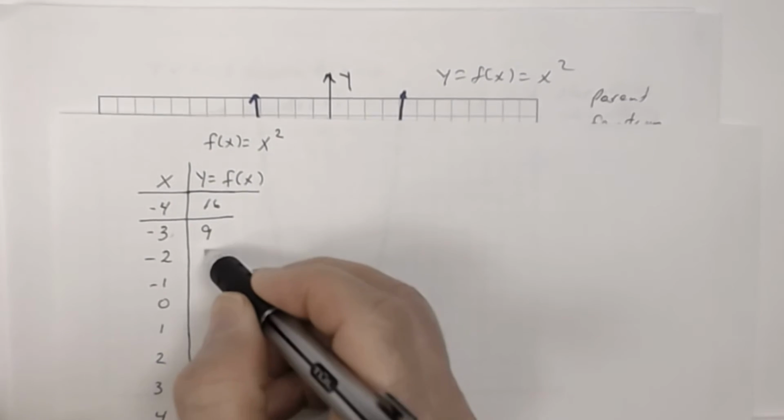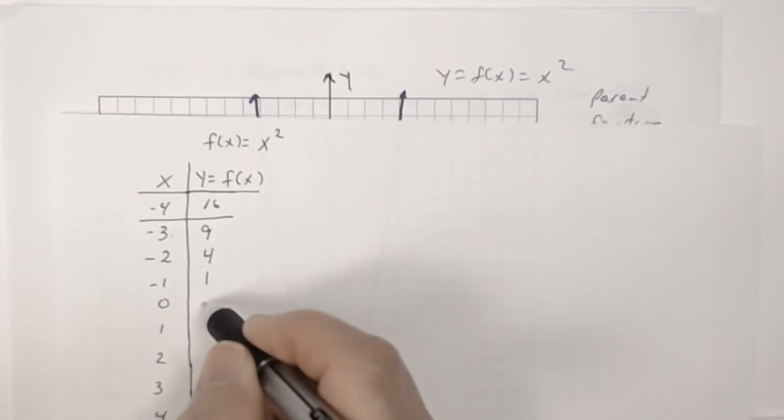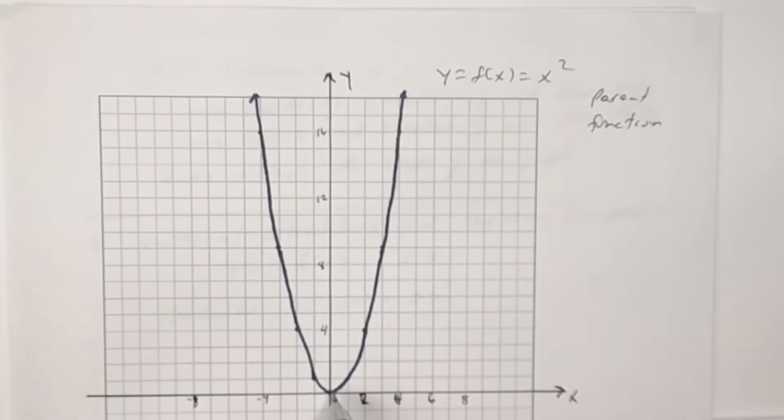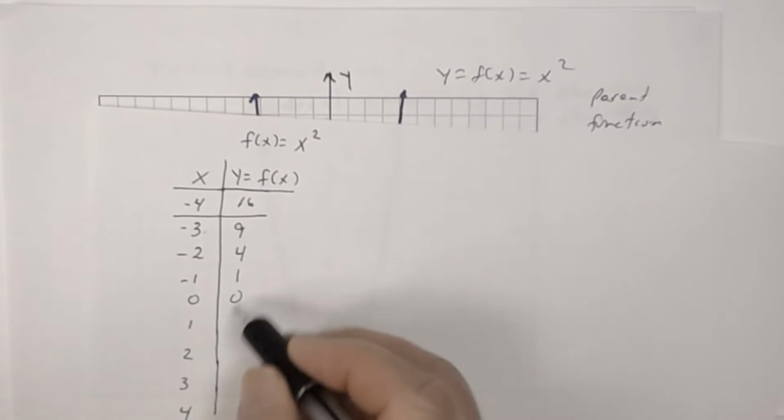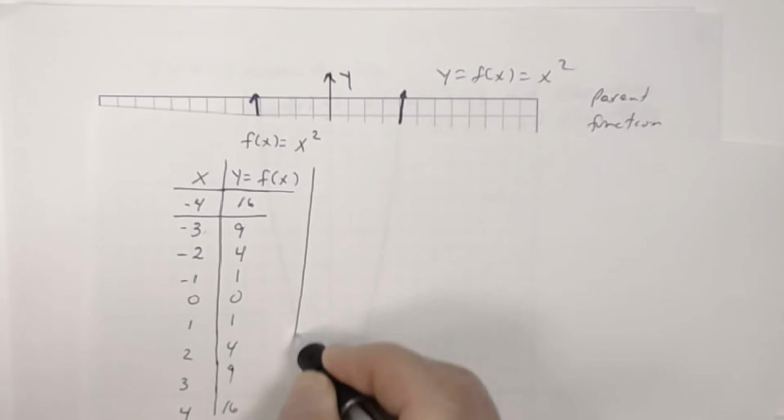Negative 2, remember we got 4. Negative 1 squared was 1. 0 squared was 0. In fact, that was the vertex. And then 1 squared is 1, 2 squared is 4, 3 squared is 9, 4 squared is 16.